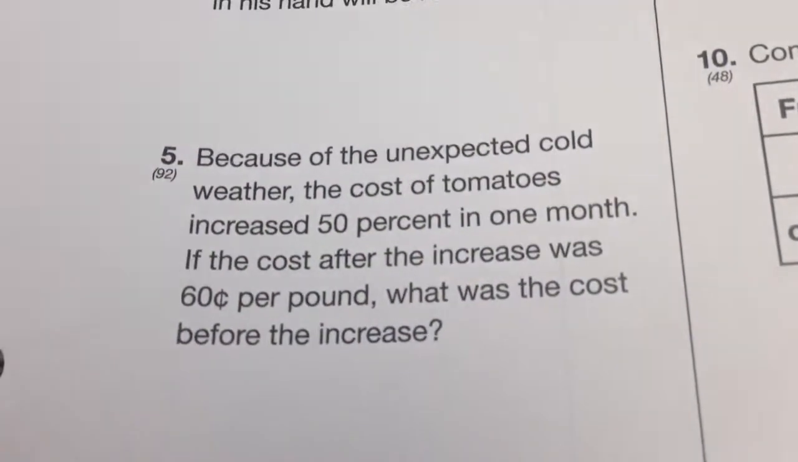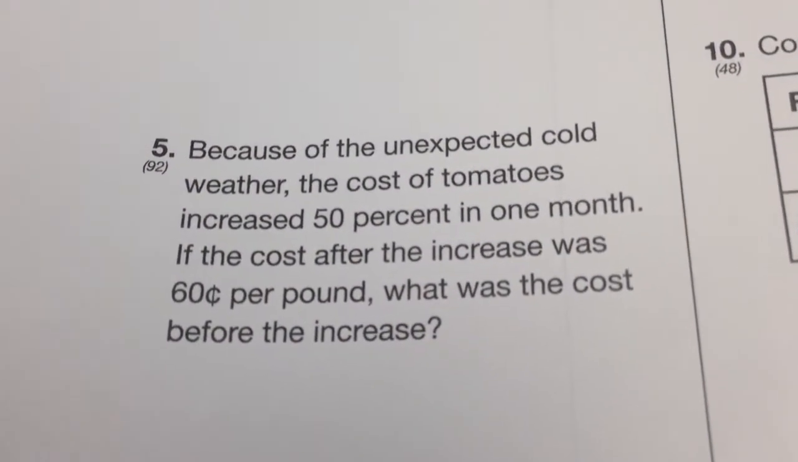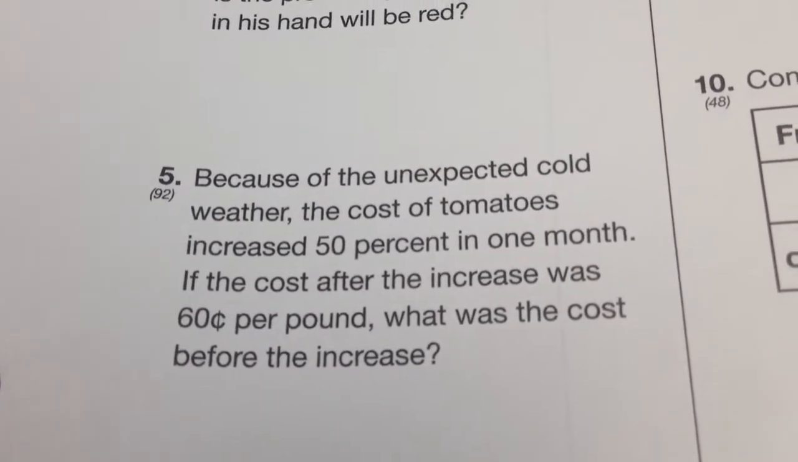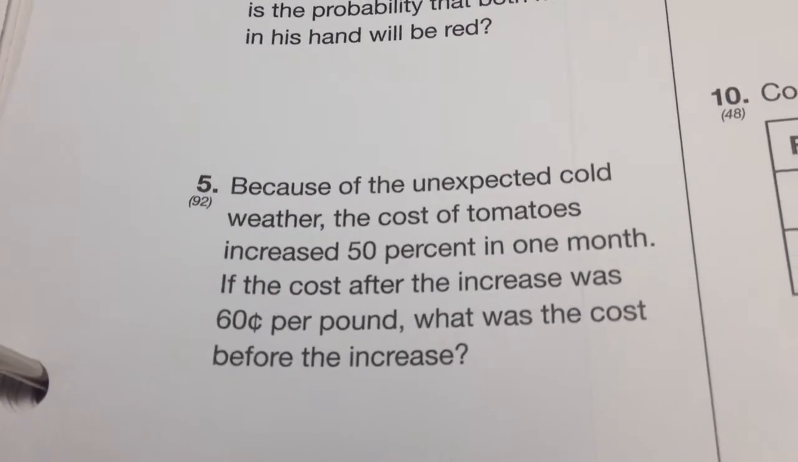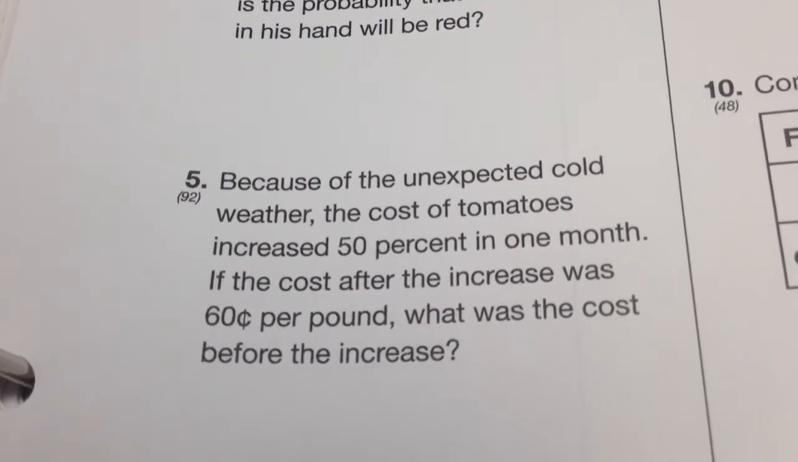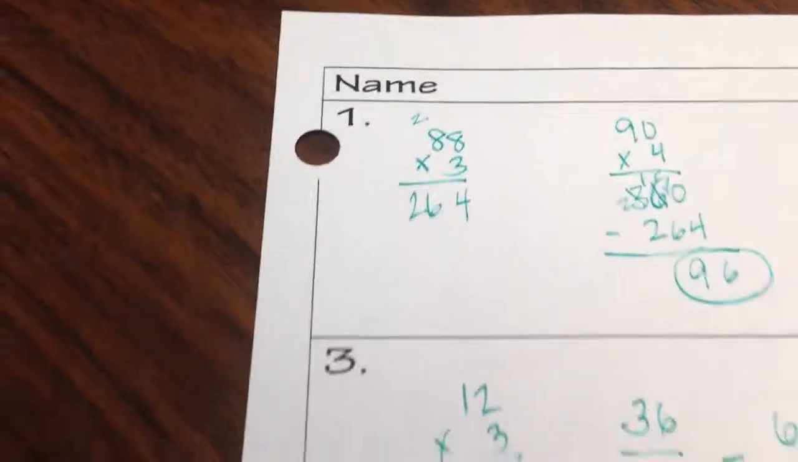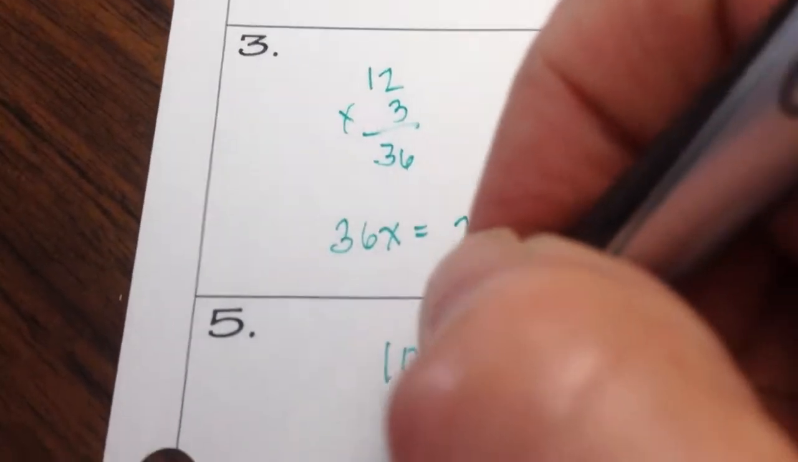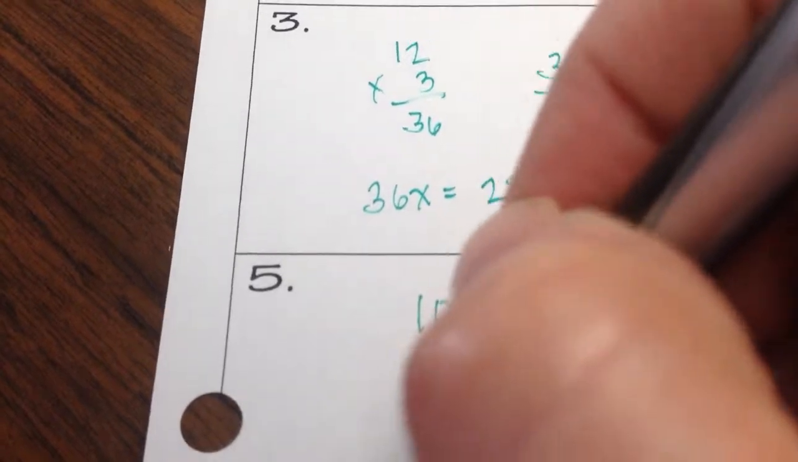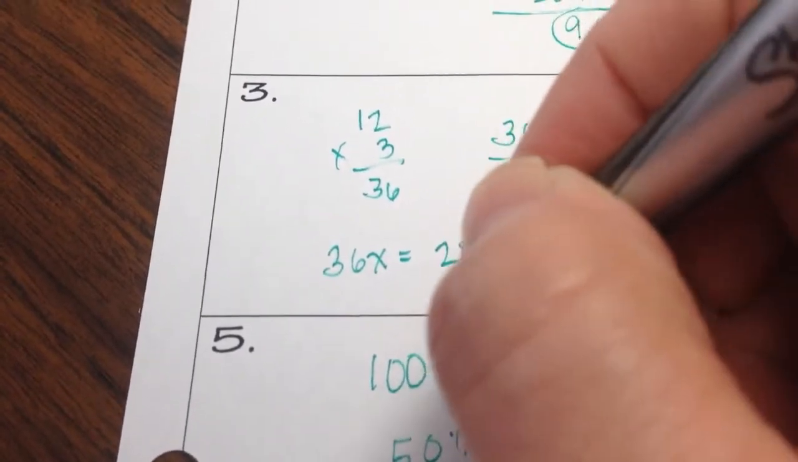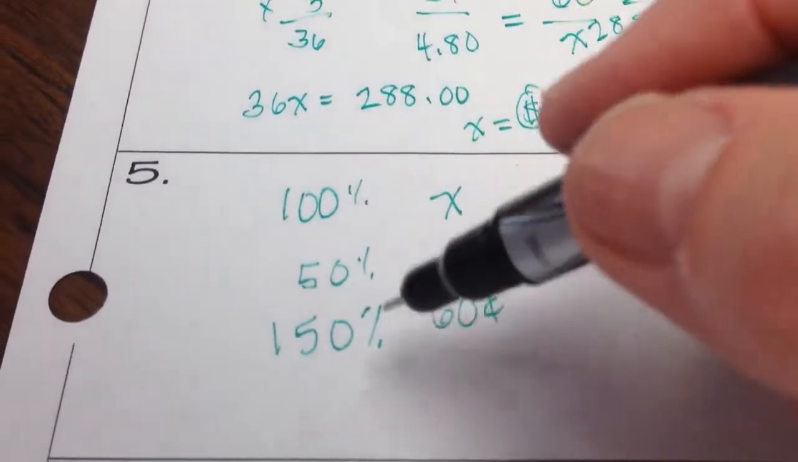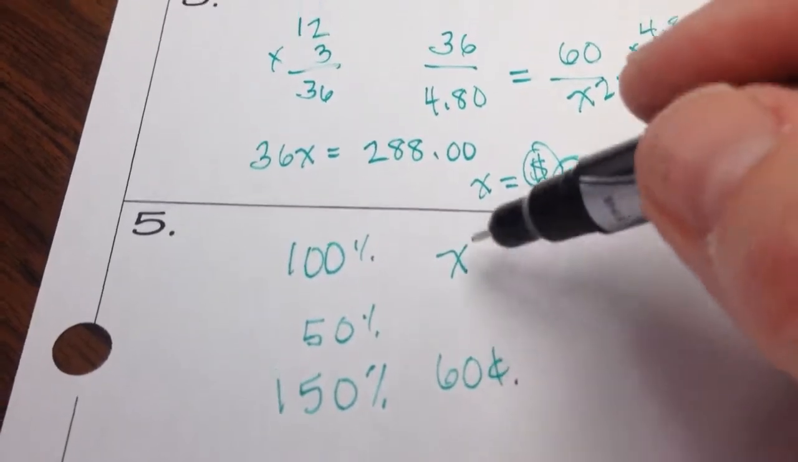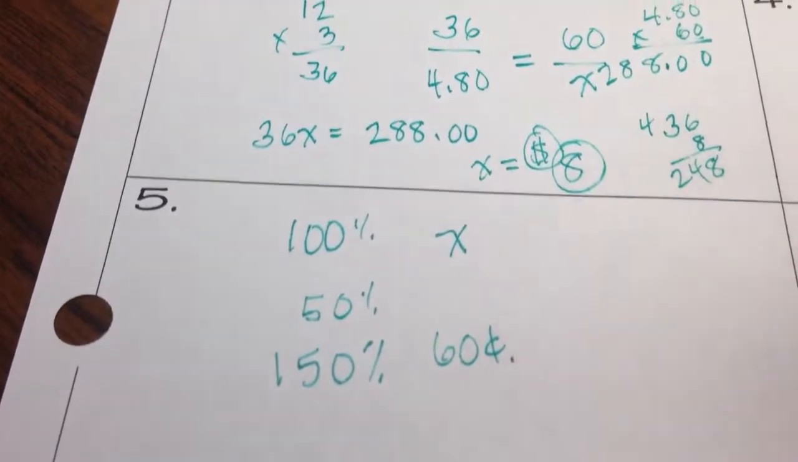All right, number 5. Because of the unexpected cold weather, the cost of tomatoes increased 50% in 1 month. If the cost after the increase was 60 cents per pound, what was the cost before the increase? All right, so this is an increase problem, so it was 100% and then it increased 50%. So now my cost is 150%. Remember, these are all percents. And it told me the cost after the increase in price was 60 cents per pound. They want to know what it was before.